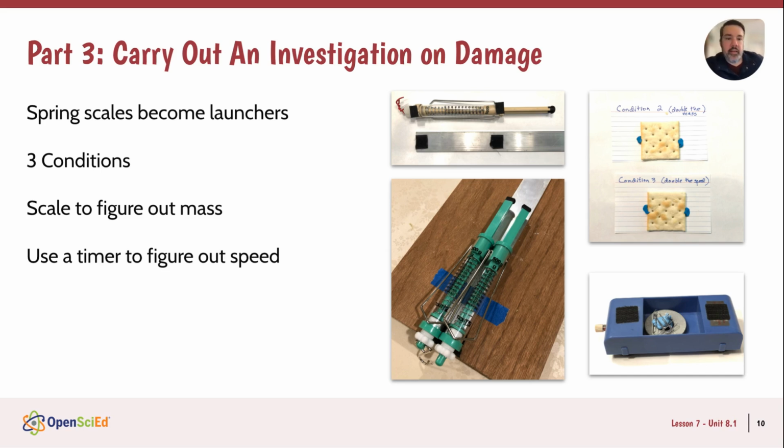Students are going to use scales here to figure out the mass of the cart because they have to double it. And they're going to use a timer to figure out the original speed of the cart, and make sure that that speed is consistent in trial 1 and trial 2. And then in trial 3, or condition 3, they're going to need to double that speed. So they're going to have to get that cart to go down the track in half the time. We'll talk more about this setup. I'll give you some tips and tricks for this one in a little bit.